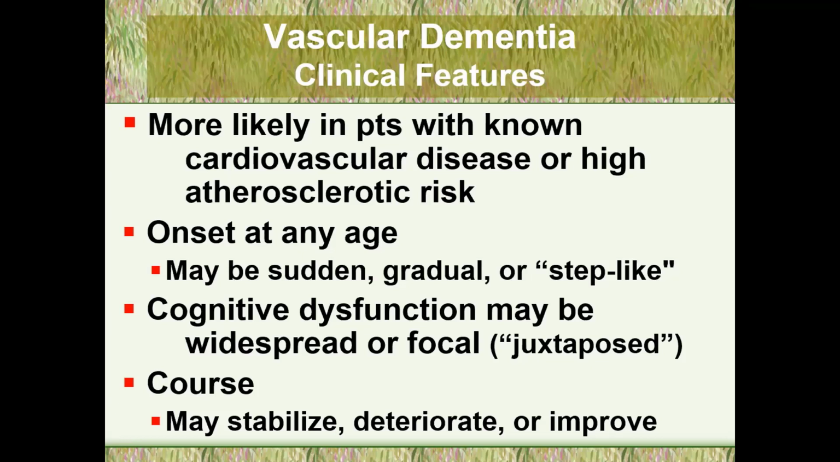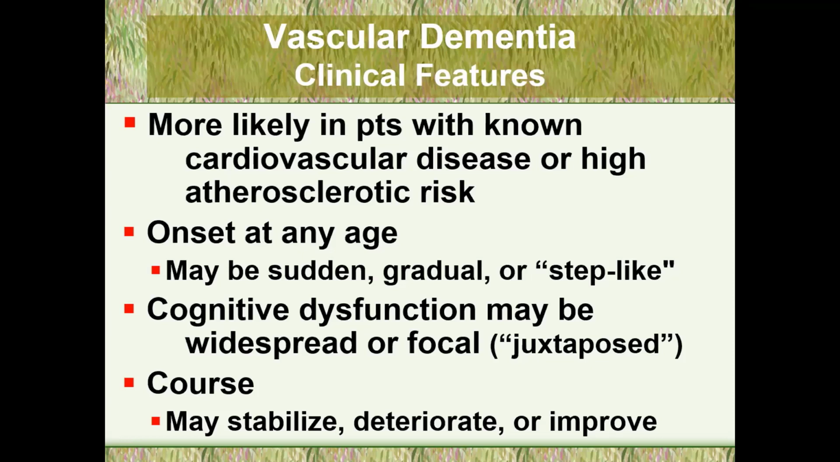A heart attack is not a disease of the heart muscle. It's a disease of the blood vessels that feed the heart muscle. So heart attack and stroke are similar because when those blood vessels narrow down, the blood flow decreases. And if they completely shut off, then the heart muscle or the brain tissue that was being fed by that blood vessel then dies. So vascular dementia is going to occur more likely in patients who have a known cardiovascular disease, such as a history of heart attack, or have high atherosclerotic risk. And that would mean long-standing diabetes, cigarette smoking, high cholesterol, high blood pressure, and a strong family history.